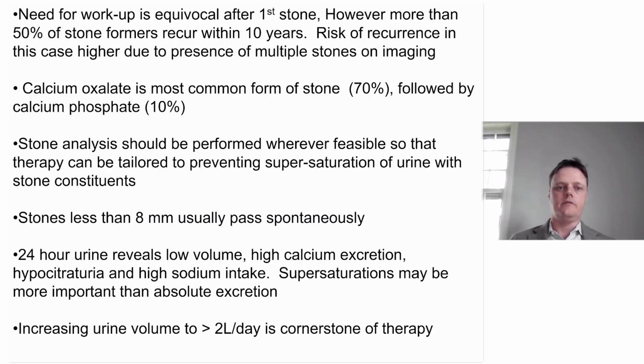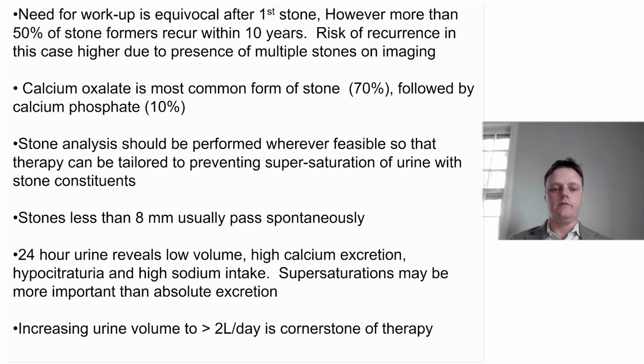As I said, the workup is equivocal after the first stone, but he has multiple stones and so should have a workup. Calcium oxalate is the most common form of stone, followed by calcium phosphate. A stone analysis should be performed wherever feasible, so the therapy can be tailored to preventing supersaturation of the urine with stone constituents. This patient's stone was less than 8 millimeters, and so these usually pass spontaneously without any intervention.